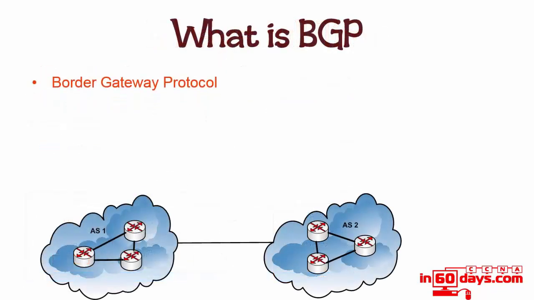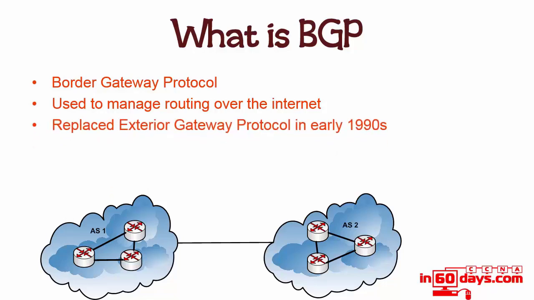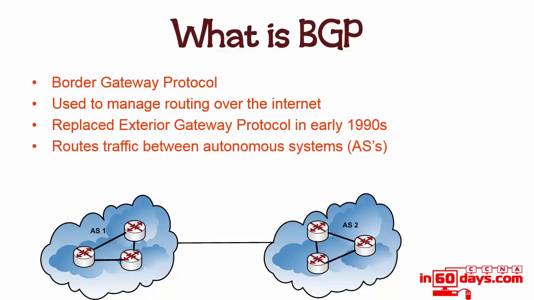What is BGP? Border Gateway Protocol. It's used to manage routing over the internet. So this is more what our ISPs or very large networks would be concerned with using. It replaced EGP in the early 1990s, if you wanted the history of it.